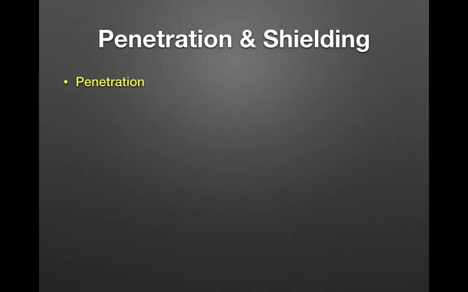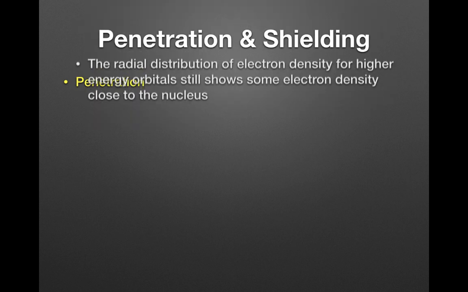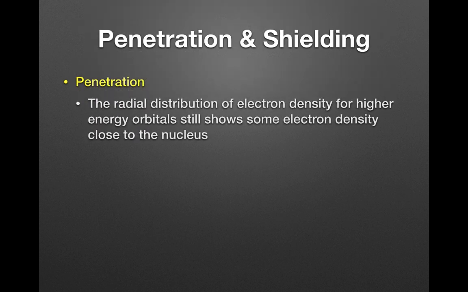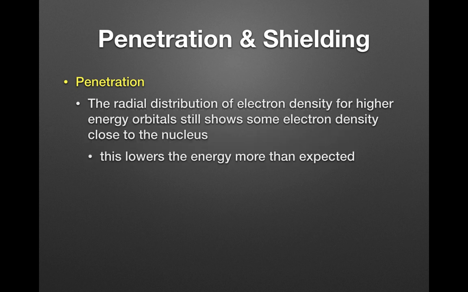So let's look at the concepts of penetration and shielding a little bit more. For penetration, what this means is that the radial distribution of electrons for these higher energy orbitals shows some electron density close to the nucleus. And again, this is because of all of those different nodes. That sine wave that governs the radial probability gives us some density really close to the nucleus, even though the maximum is far away. So what this does is lower the energy of that orbital more than expected.